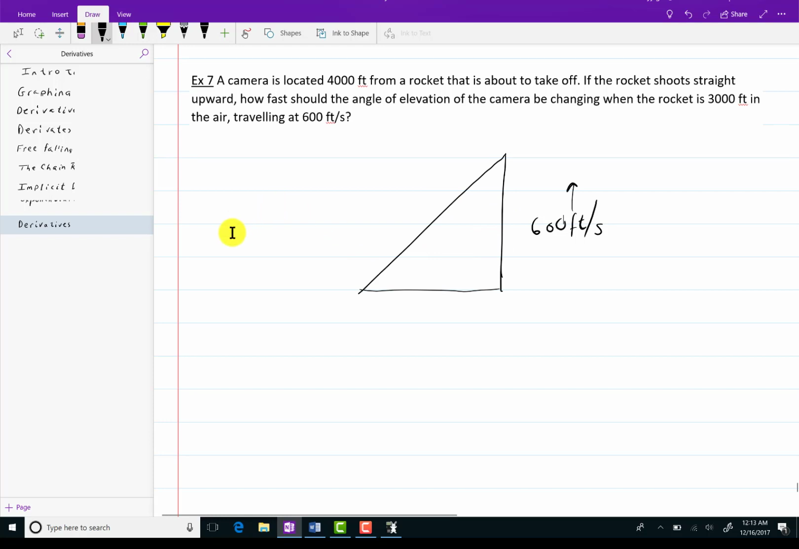We are 4,000 feet away from where the rocket takes off. This is where the rocket, that's the rocket going like this. Of course, it's a right angle. And then the angle of elevation is this. So what the camera has to do is keep moving upward and upward to keep the rocket in view while it's climbing.